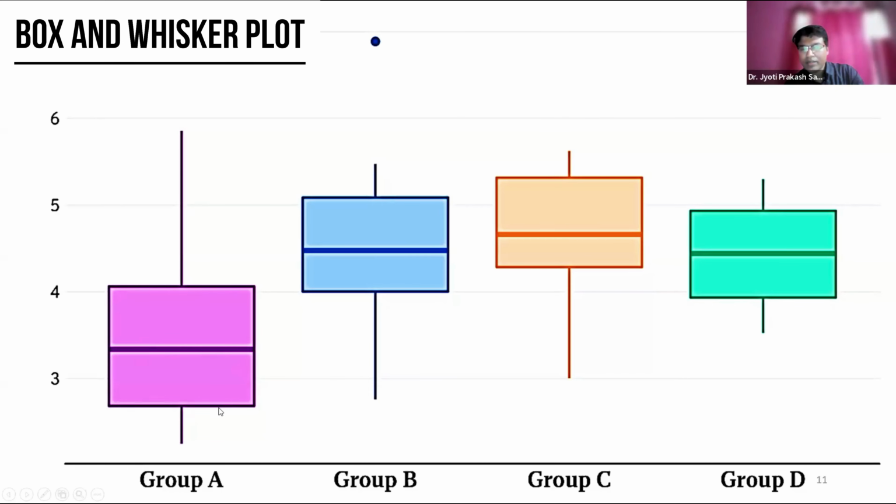The lower line of the box is the first quartile. The upper line is the third quartile. And these two are the whiskers. The median is the second quartile or the 50th percentile.